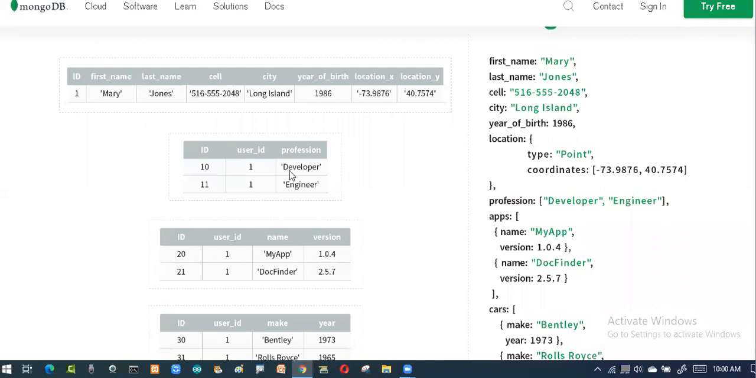Okay, I don't require the name, I don't require anything. If I take one, this will go and check it. Who is this one? Mary. Okay, right? What is his address? I will get the address. Okay, what is his profession? This is his profession. Okay, what are the apps he developed? These are the apps he developed.